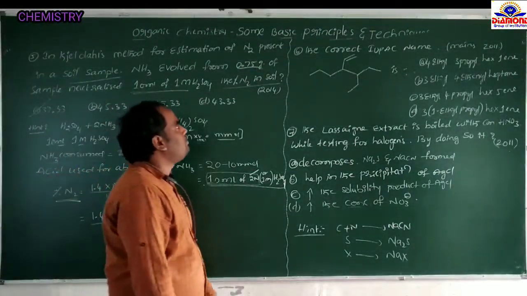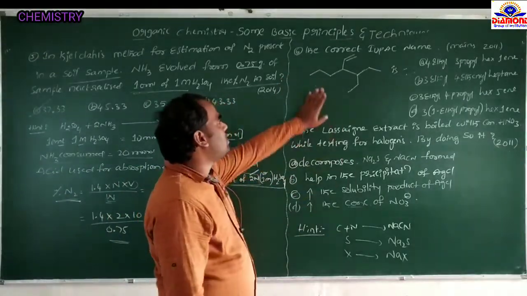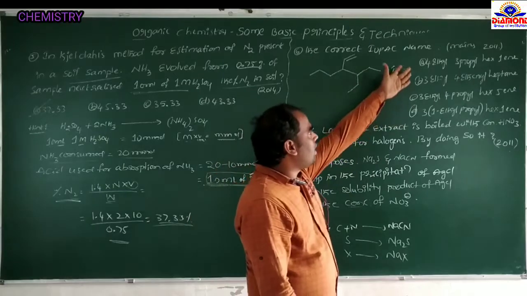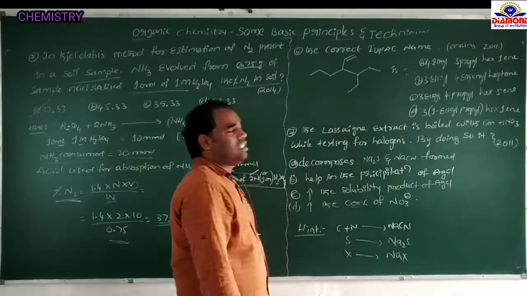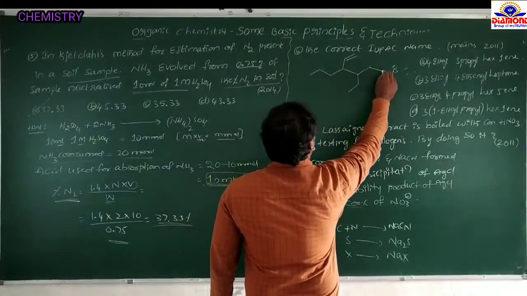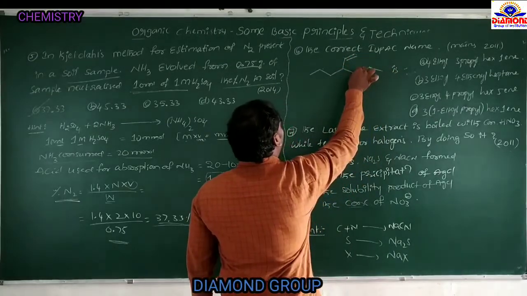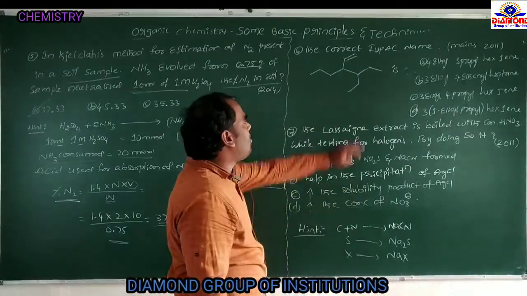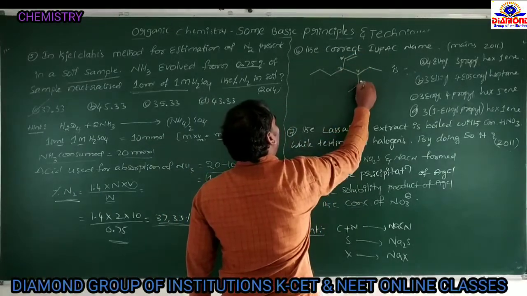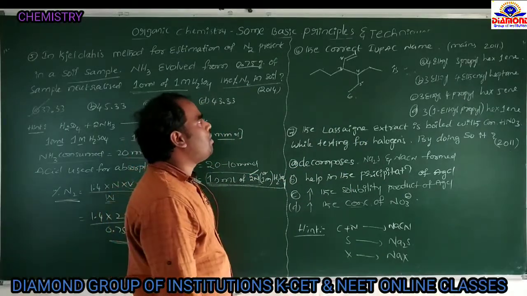Next, question number 6. This is a Mains 2011 question. The correct IUPAC name for this organic compound. Different options are given here. See here, first we have to select the longest chain rule. So 1, 2, 3, 4, 5, 6, 7. 1, 2, 3, 4, 5, 6. But the double bond has priority here. So therefore, number 1, 2, 3, 4, 5, 6. So this is the longest chain rule and double bond priority.